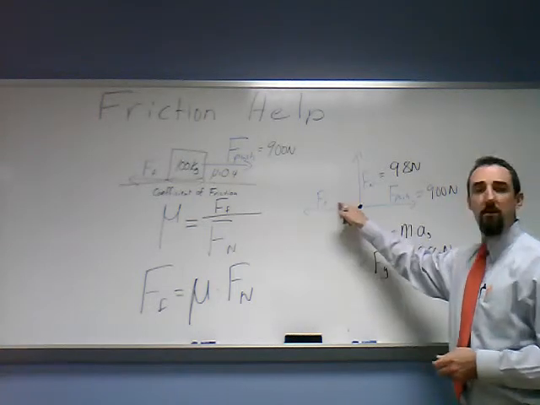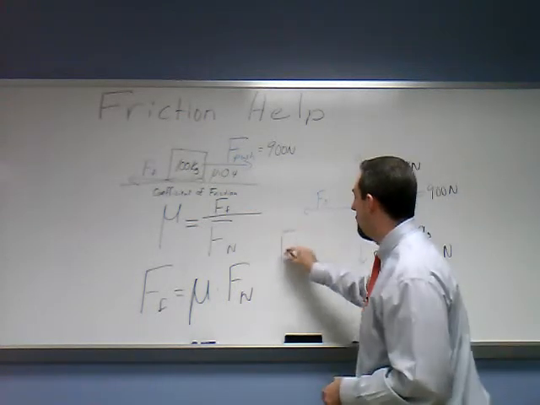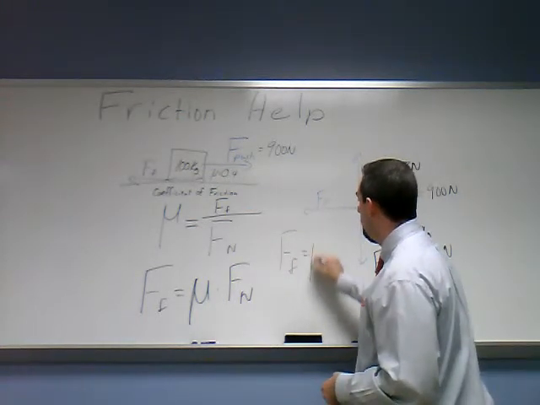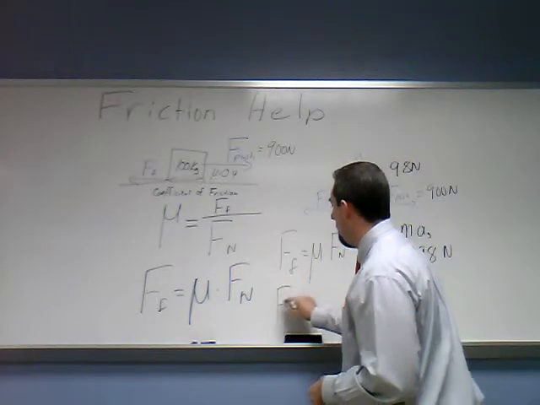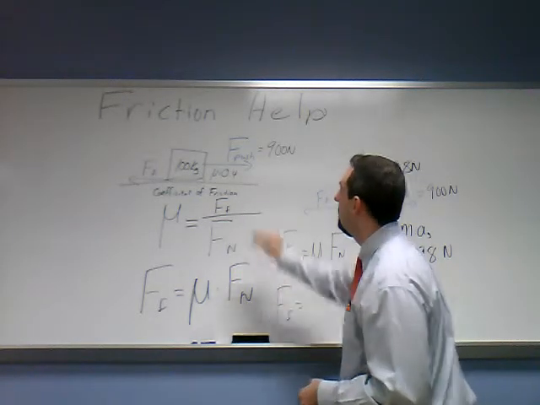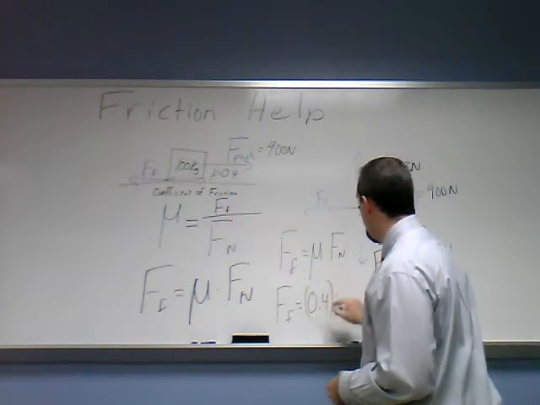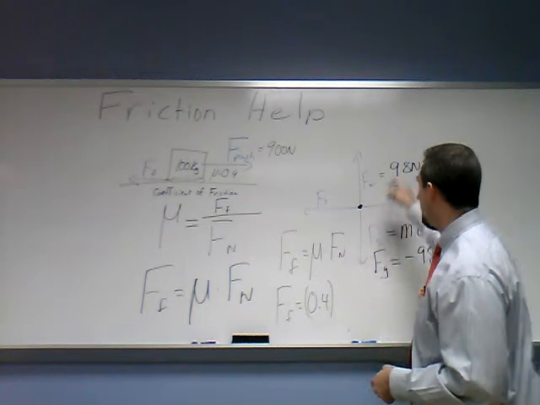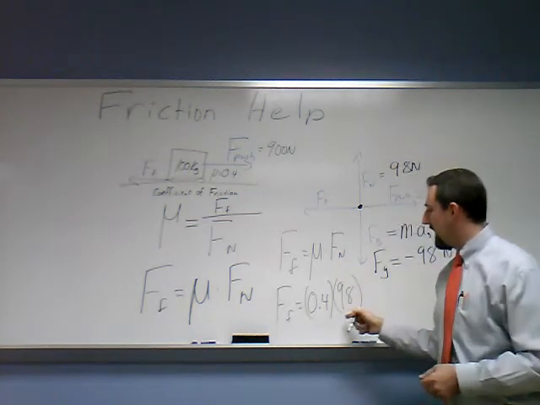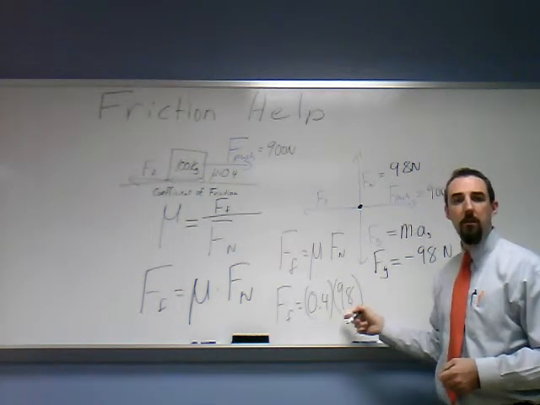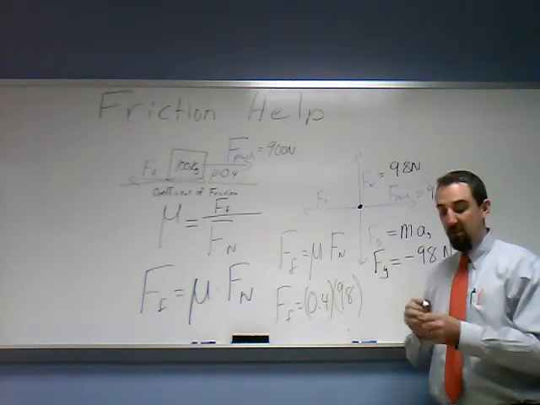Well, how much is the force of friction? Well, we could simply use our formula down here. Force of friction is mu times normal force. We already said that mu is 0.4, and normal force was 98 newtons. So we're going to get a number here. I'm not going to do the math out, but it'll be somewhere around 38, 36 newtons.